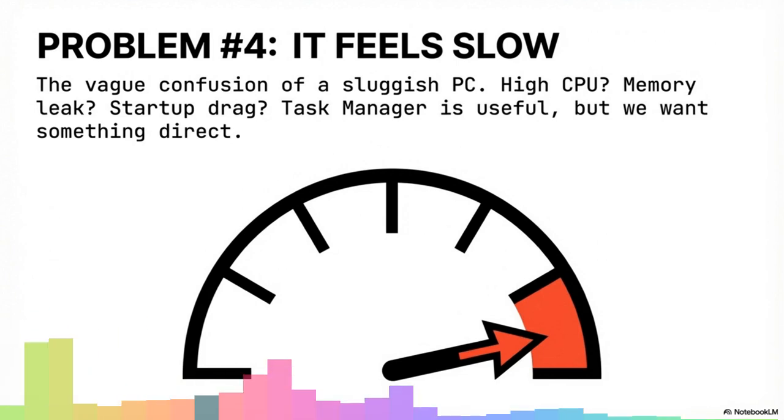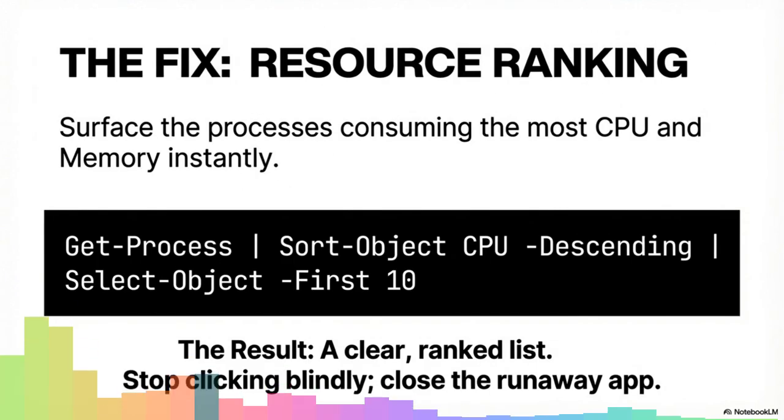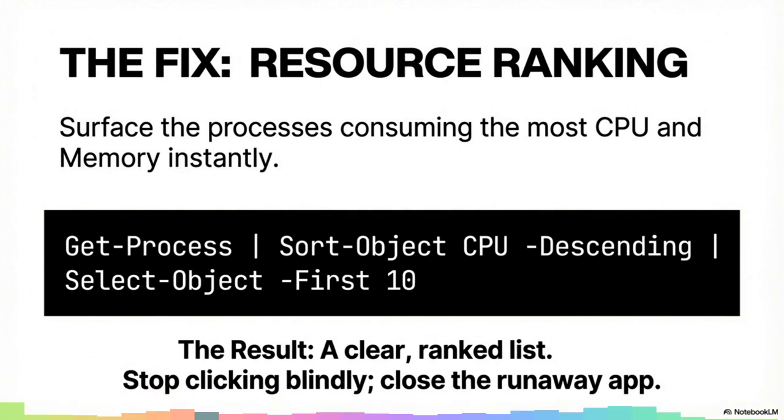No. It takes that vague feeling of "my computer is dragging" and turns it into hard, actionable data. It tells you definitively: Google Chrome is currently using 4 gigabytes of memory. Okay, so those are our 4 pillars of leverage. Storage, bloatware, network, and performance.